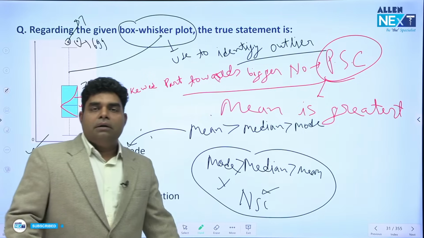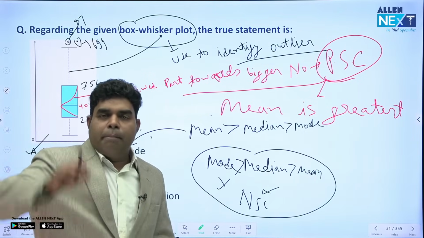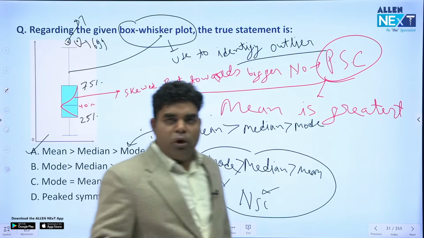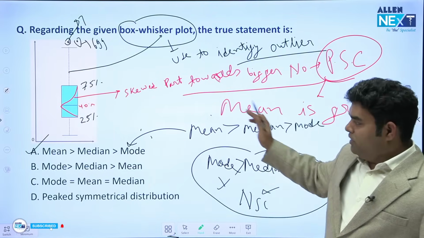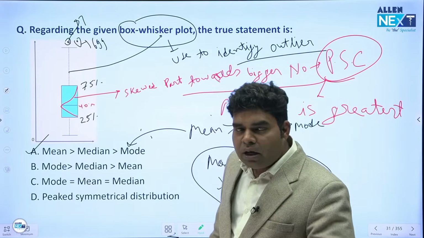Just remember one line: in a positive skewed curve, the mean is greatest. That's it. And you will remember the sequence mean, median, mode in a positive skewed curve. That's why the answer is A.